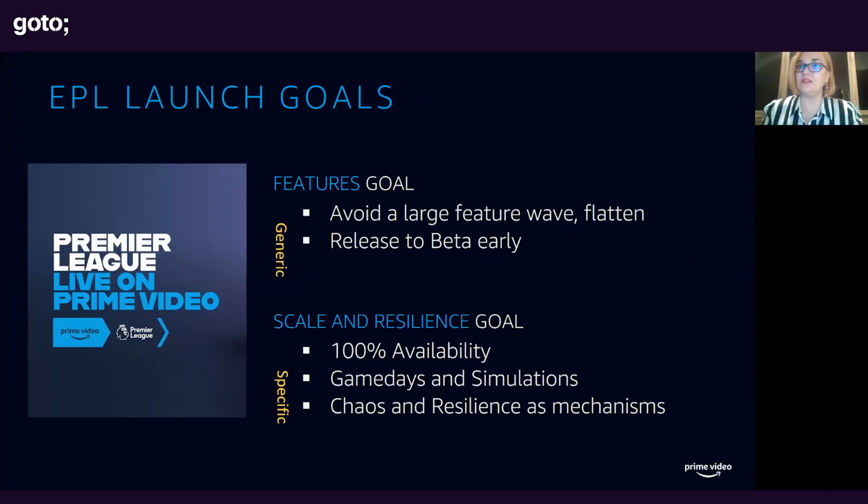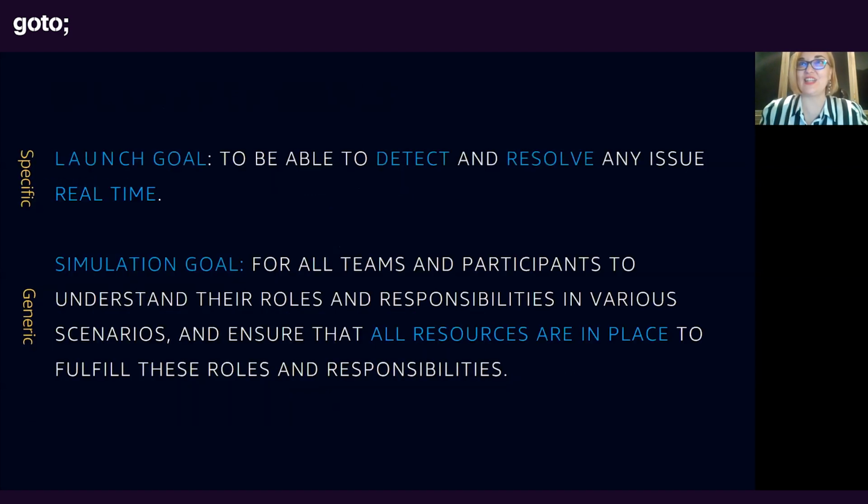On the technical side, we had a super specific availability goal. It's a must-not-fail event. We wanted to make sure that there is 100% availability. That's a very specific goal. To achieve that, there were multiple mechanisms that we used, but we consistently leaned into game days and simulations. These are chaos and resilience mechanisms. So let's take a look at some of them.